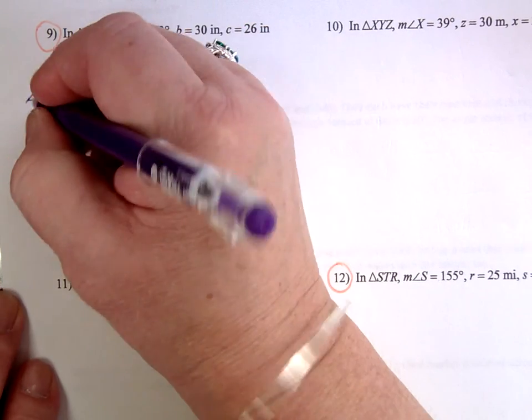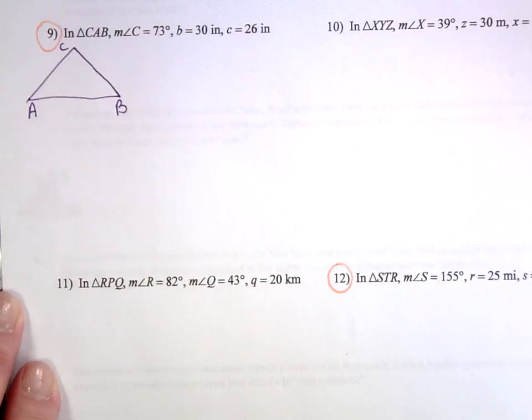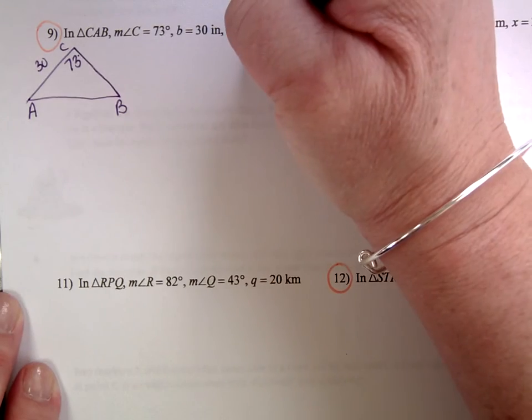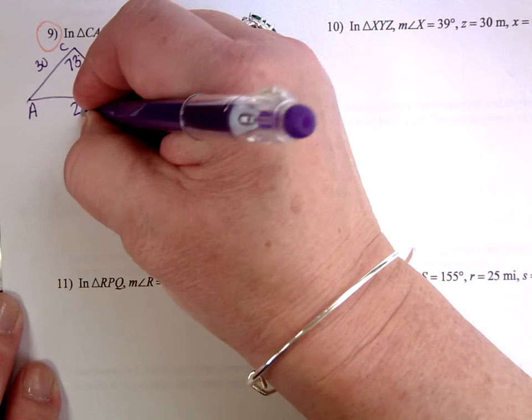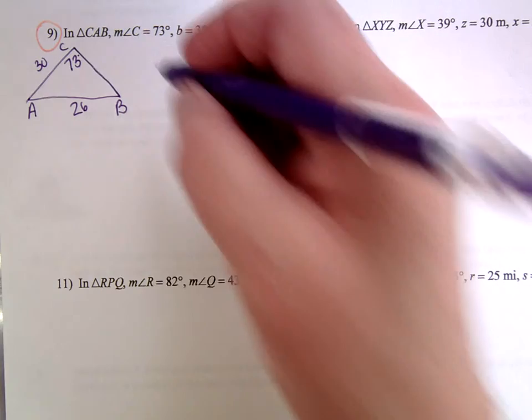They called it CAB. What does it matter? It's still triangle ABC. Angle C is 73, little b is 30, and little c is 26. What did they give you two things about? Letter A, letter B, letter C. They gave you two things about C. So start your proportion that way.